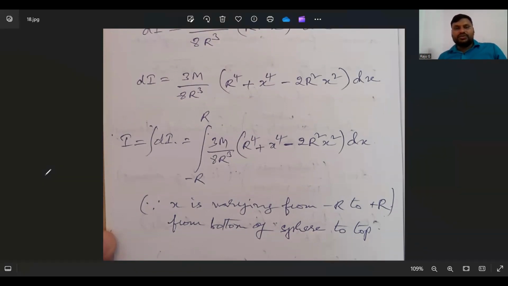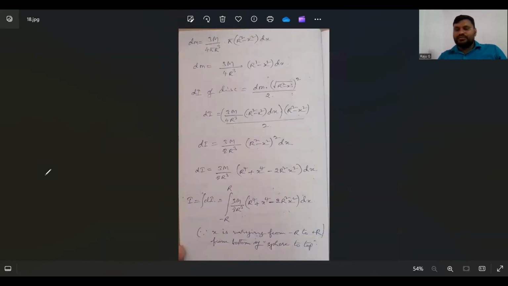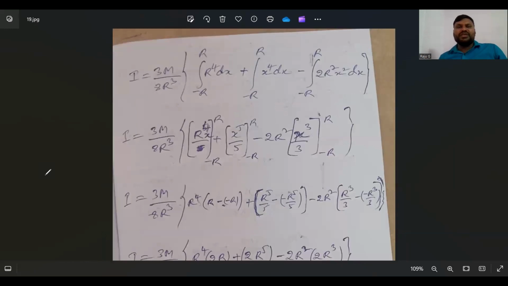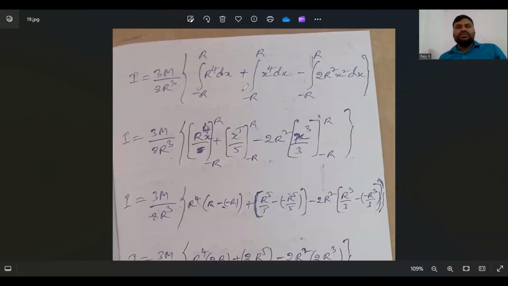So then, from minus r to r, 3m by 8 r cube, r power 4 plus x power 4 minus 2 r square x square into dx. x is varying from minus r to plus r, from bottom of the sphere to top. Now do the simplification and apply the integration to the individual terms. 3m by 8 r cube is a constant, so we can take it out of the integration. Then the individual terms: integral from minus r to r of r power 4 dx, integral of x power 4 dx, minus integral of 2 r square x square dx. We just applied integration to the individual terms.